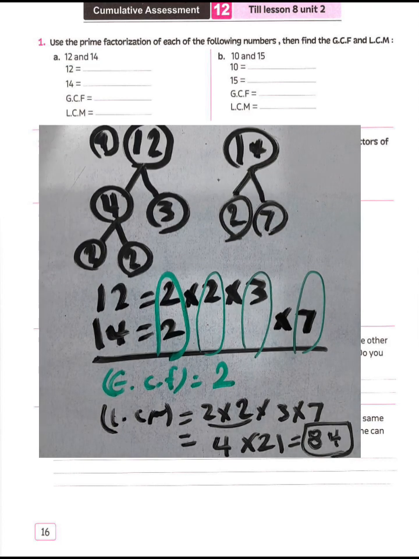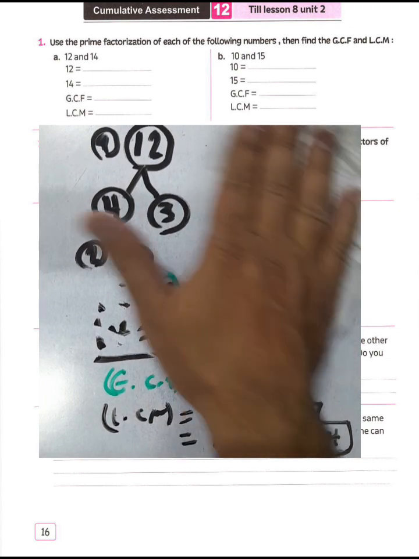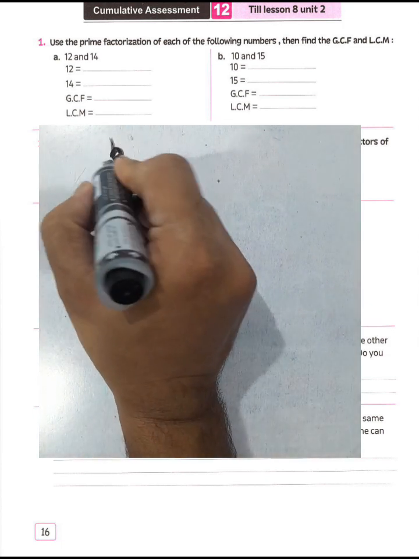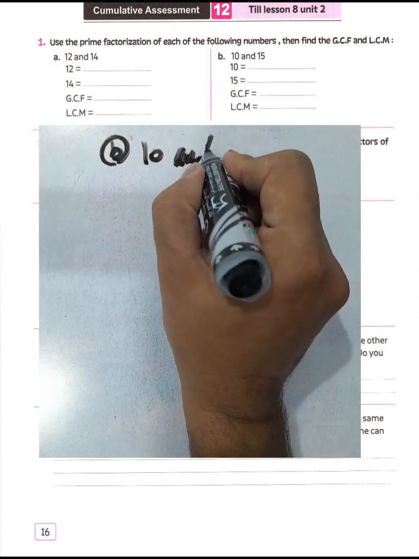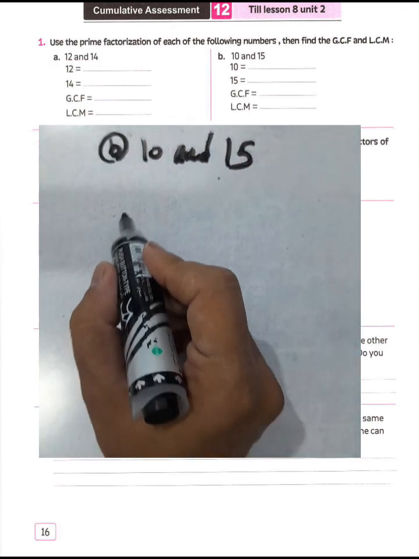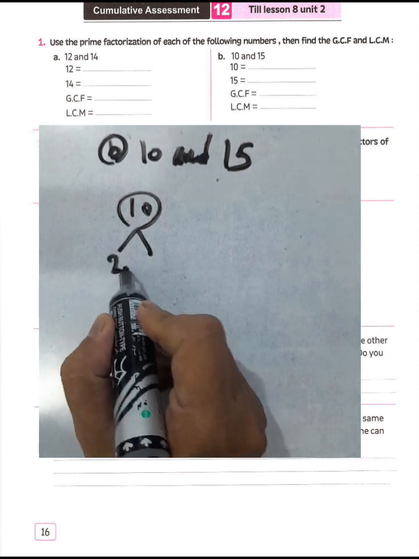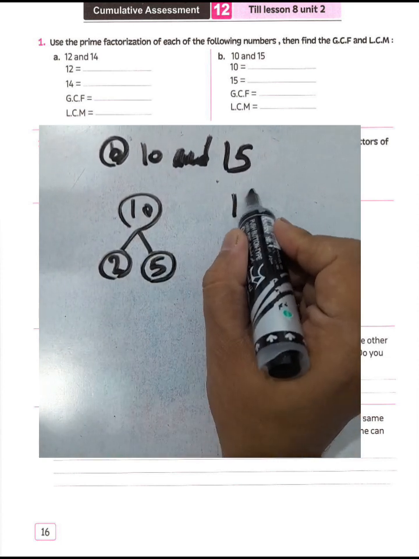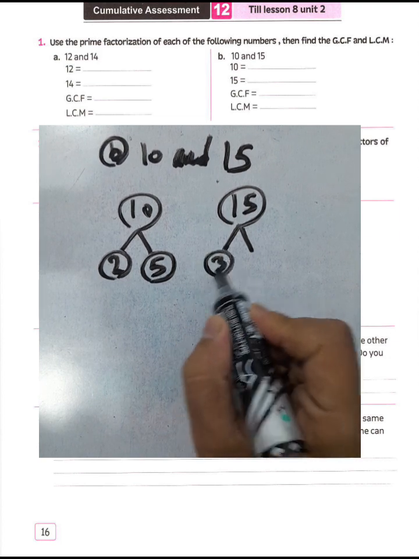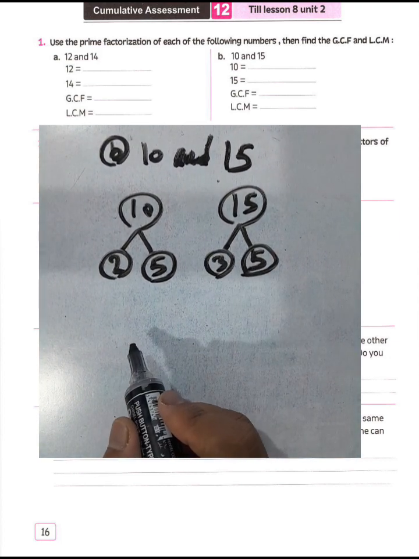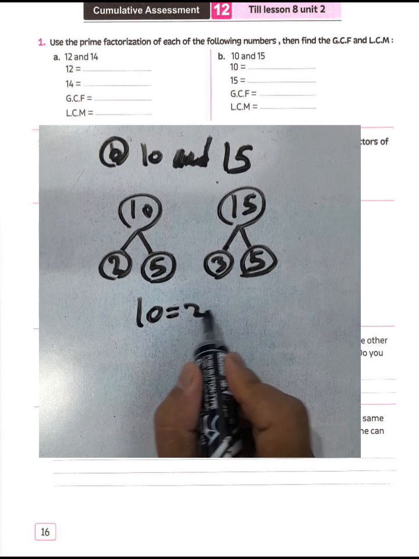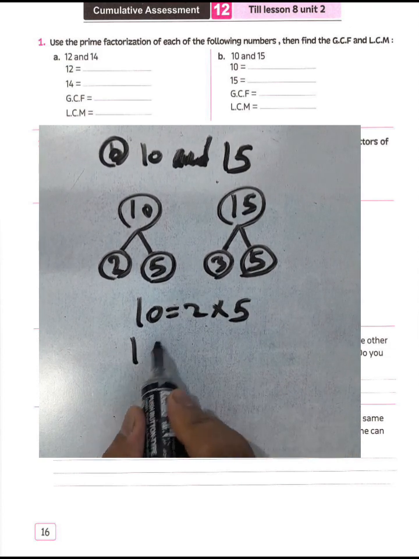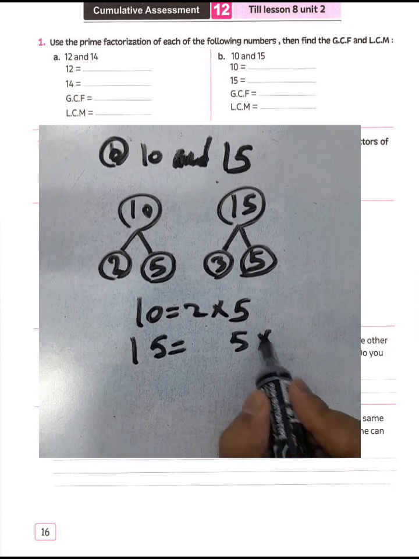Okay, question letter B, the example 10 and 15. We can find the least common multiple between the two numbers. We have 10 and 15. We know 10 equals 2 times 5 and 15 equals 3 times 5.